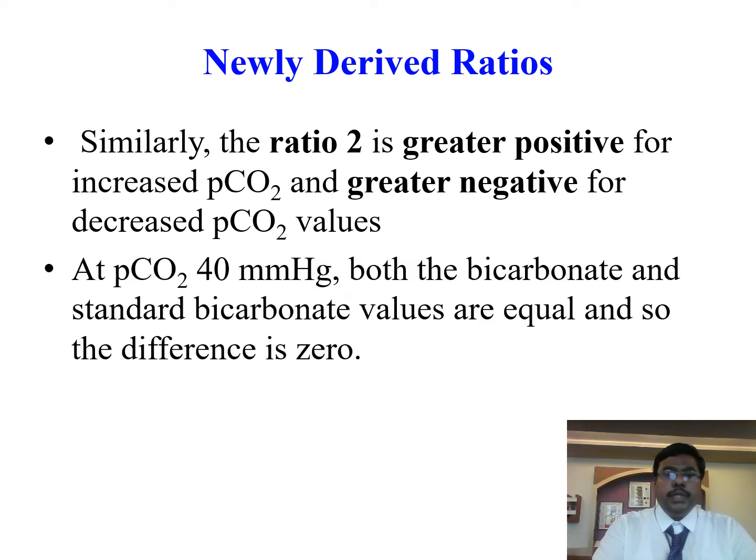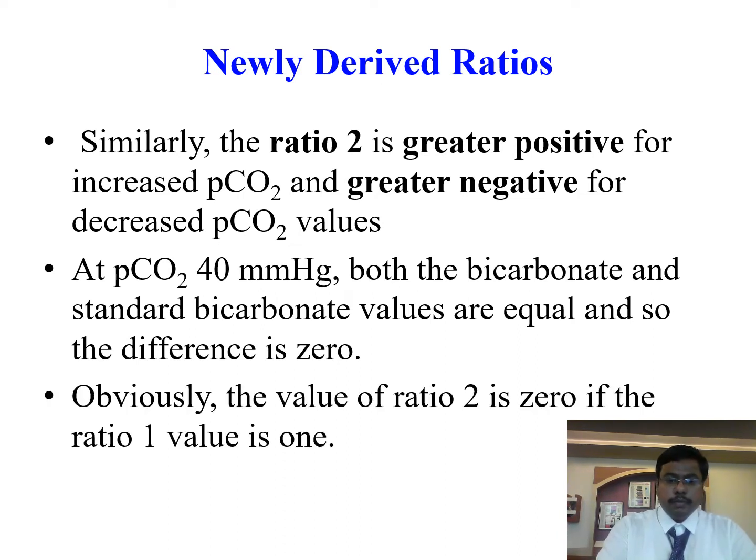At PCO2 40, both bicarbonate and standard bicarbonate values are equal. So the difference is 0. Obviously, the value of ratio 2 is 0 if the ratio 1 value is 1. Because at PCO2 40, both bicarbonate and standard bicarbonate values are equal, the ratio will be 1, but the difference will be 0.